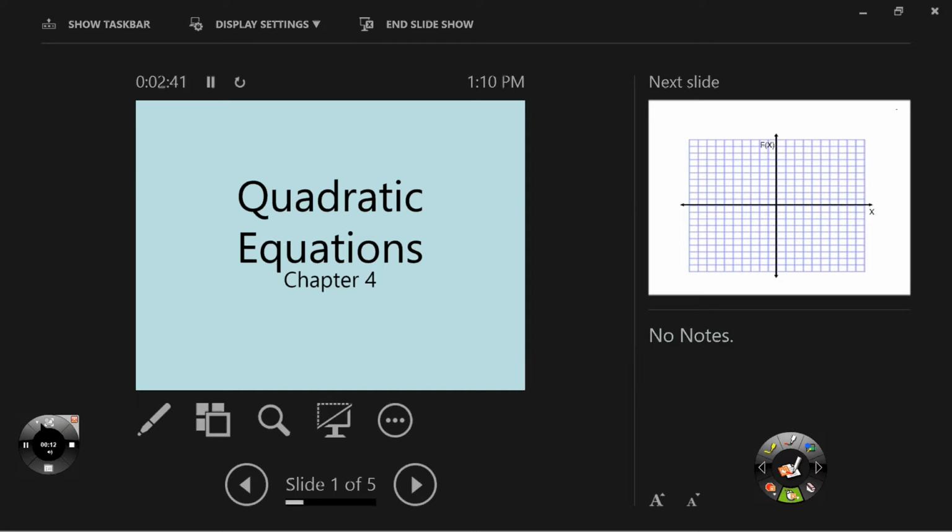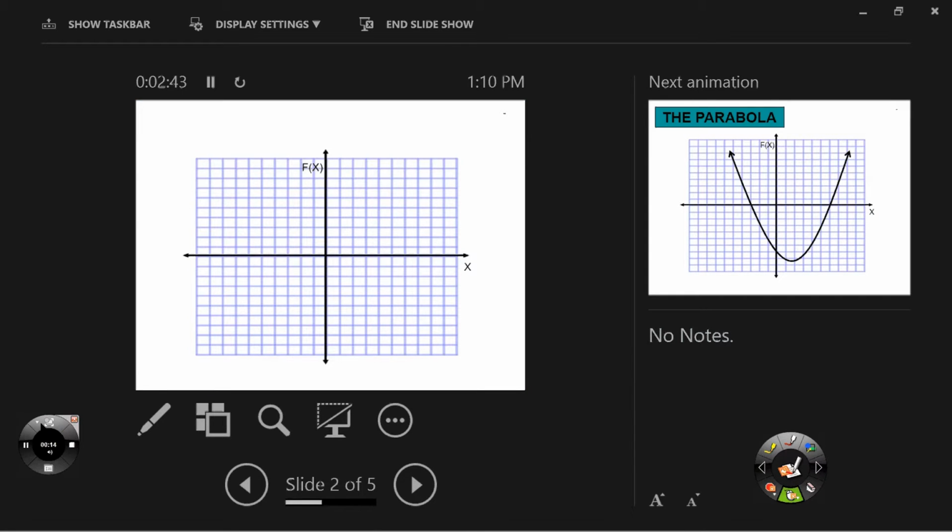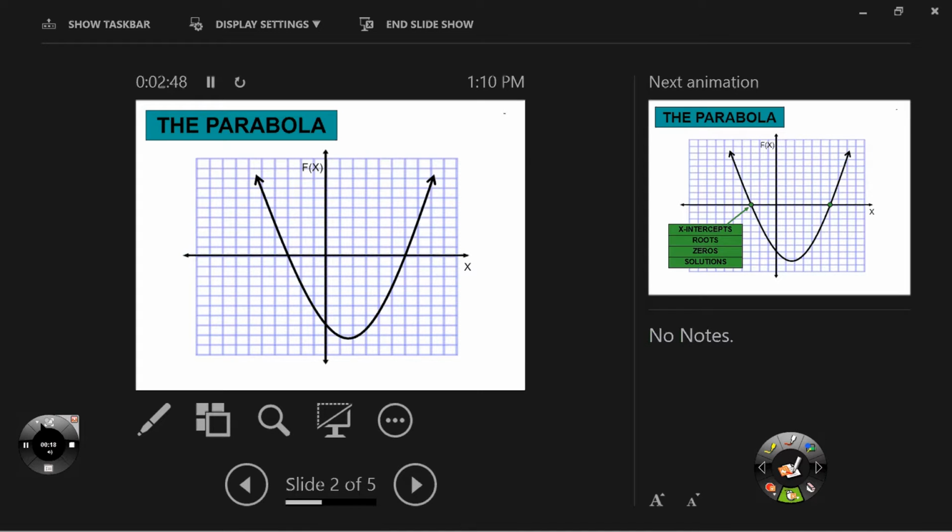What does a quadratic equation look like when you graph it? Frankie? A parabola. Okay, so yes, we are learning about the parabola, or as one student once told me, the parabola. But it really is just a parabola. Yeah, I know.